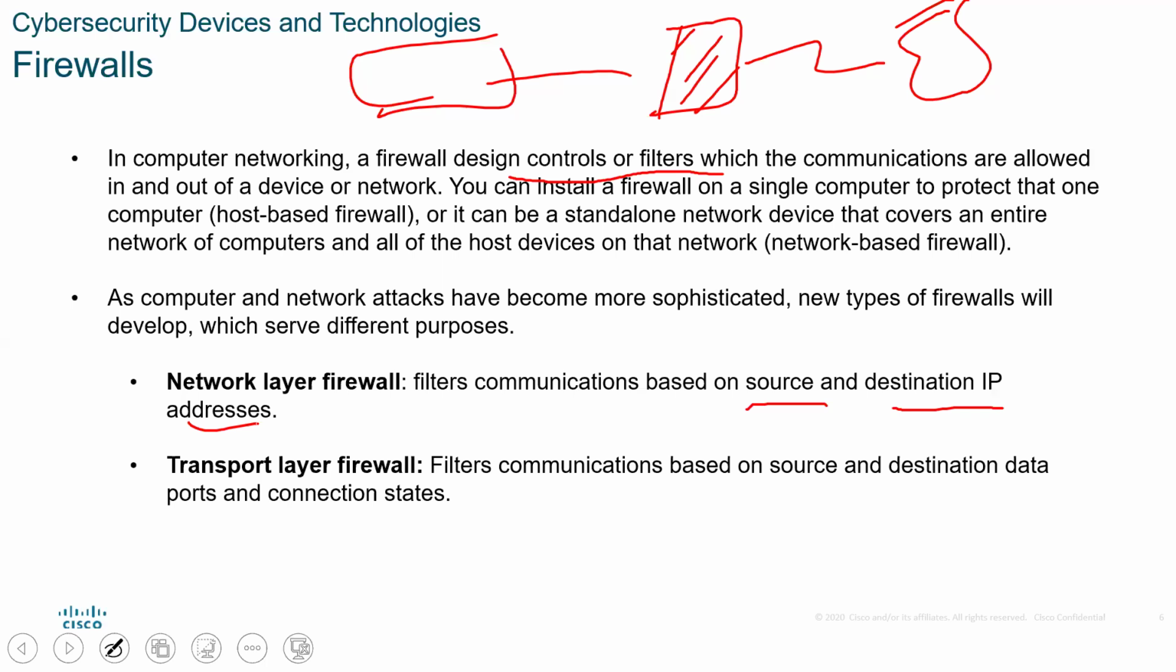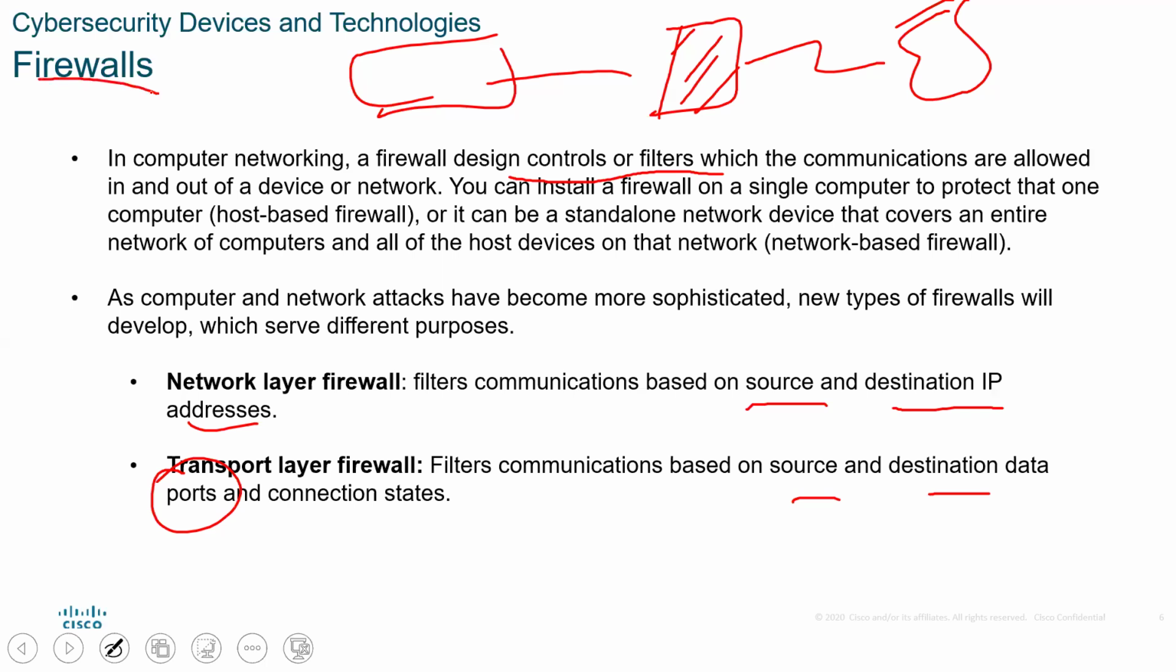Then you have the transport layer firewall that filters communication based on source and destination port number. A port number is like the window or the door that the traffic uses to go out. So the IP address is the identity, and the port number is like the door. This traffic is going out of this house. Which door, which window will the traffic pass through to go out? That is the port number. So we have source and destination port.